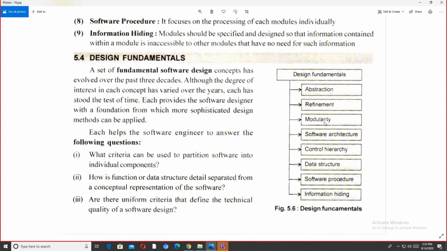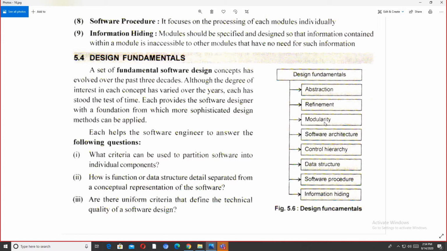So what are the following? Any software engineer encounters some questions when working towards a sophisticated design method, and these questions are: what criteria can be used to partition software into individual components? Whenever partitioning software into individual components comes up, you can always go for vertical partitioning, horizontal partitioning, and then you can further partition them into modules. How are the function or data structure details separated from a conceptual representation of the software?